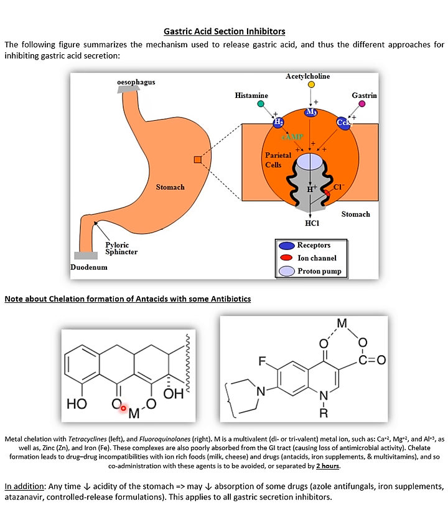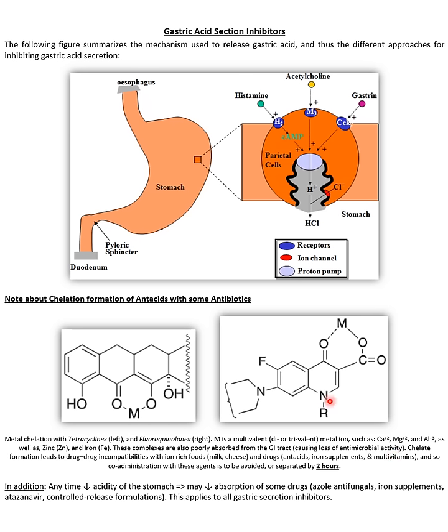The first one is the tetracycline here. This shows how the metal is chelated, forming this complex, also called chelation, and this complex prevents the antibiotic, the tetracycline, from being absorbed. The same applies to the fluoroquinolones. The metal forms a chelation complex with the fluoroquinolones such as ciprofloxacin, for example, and this will prevent the absorption of these antibiotics and thus will lead to loss of antimicrobial activity.